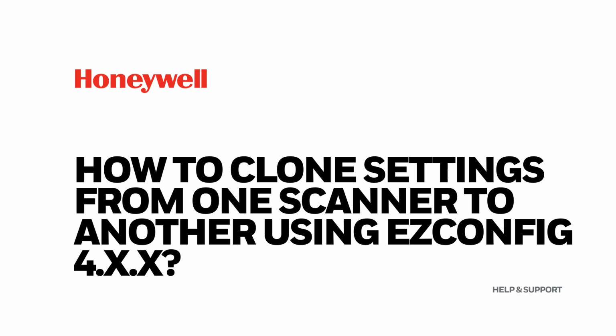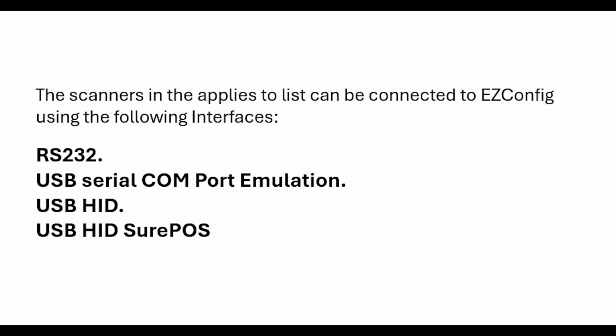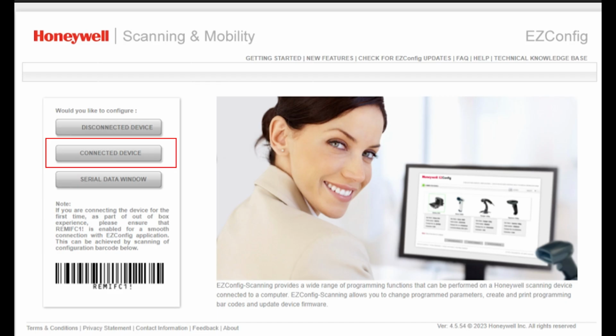How to clone the settings from one scanner to another using EZConfig 4.x.x. The scanners in the applies to list can be connected to EZConfig using the following interfaces: RS-232, USB Serial COM Port Emulation, USB HID, USB HID SurePass. Information on how to connect the scanner to EZConfig can be found in this video.